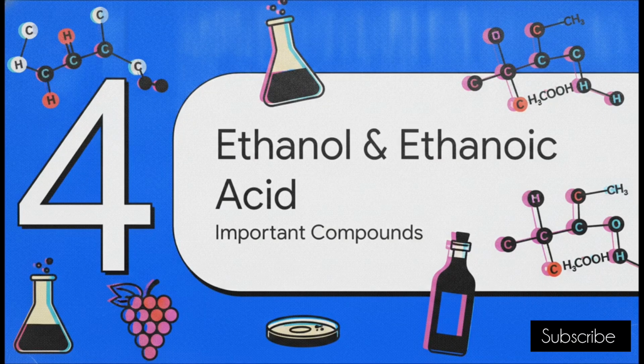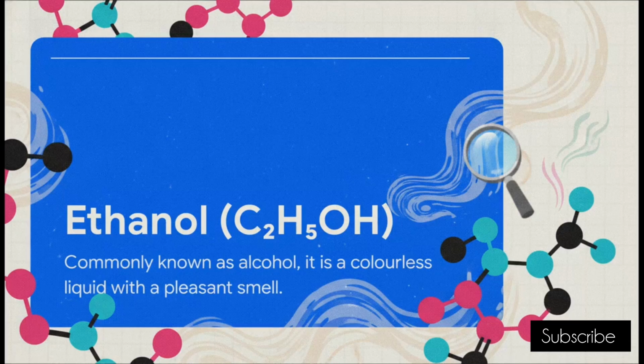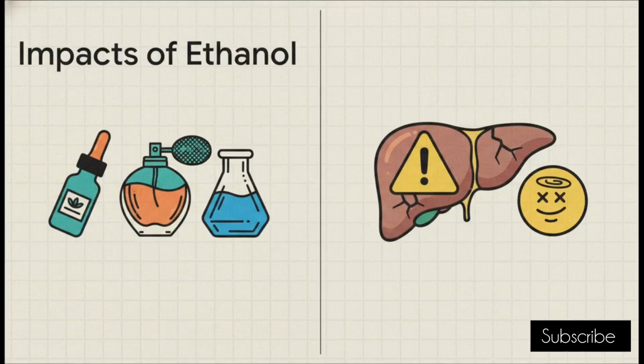Section 4. Ethanol and ethanoic acid. Let's look at a couple of specific compounds now. First up is ethanol. Its chemical formula is C2H5OH. Ethanol is what is commonly known as alcohol. If you were to observe it, you'd see it's a completely colorless liquid, and it actually has a quite pleasant smell. The impacts of ethanol are vast, and really, they are dual-sided.